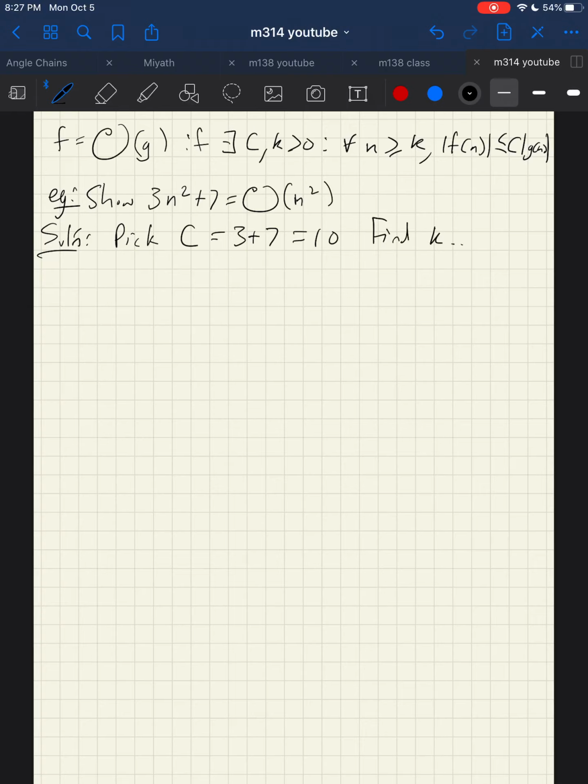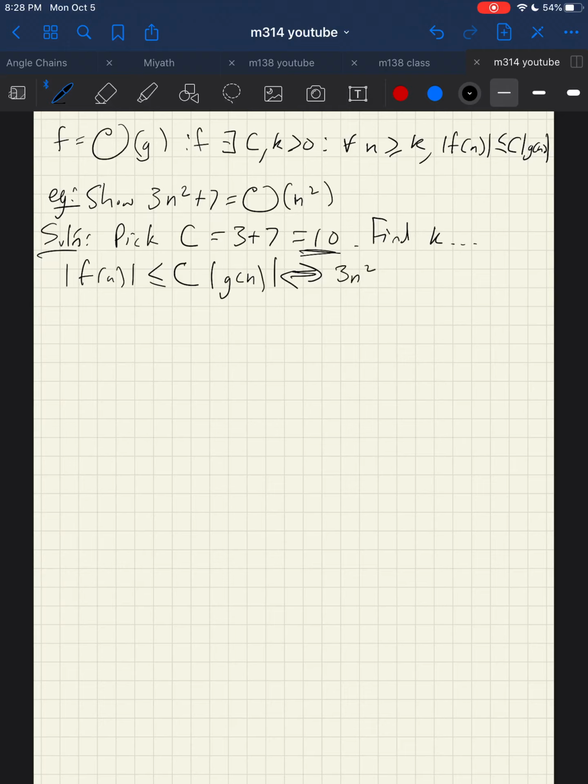And now we need to find a suitable k. By a suitable k, I mean a k such that for all n greater than or equal to k, we get this thing. So let's just write down what we want. What we want is the absolute value of f of n less than or equal to c times the absolute value of g of n, which in this case, with this c, is going to happen if and only if we have what? Well, I'm going to assume that k is positive, so all of our n values are going to be positive, meaning if n's positive, this is positive, and this is positive.